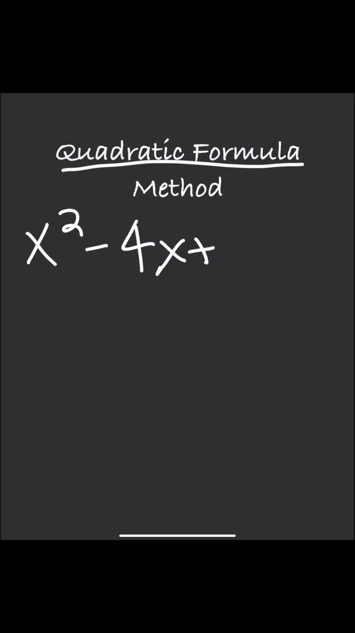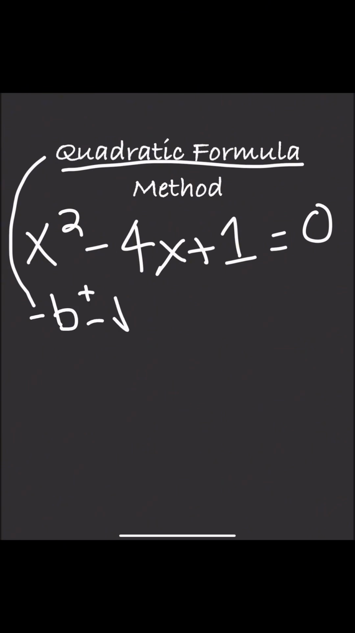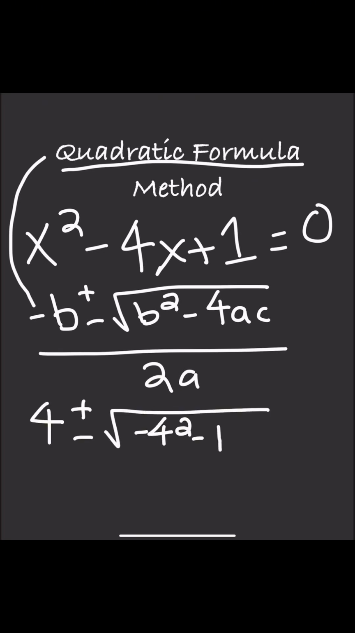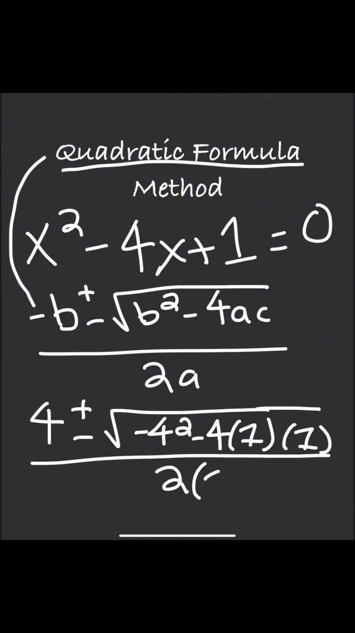For our last method of solving, we have our quadratic formula, which is essentially our most effective way of solving. So we have x squared minus 4x plus 1 equals 0. And so we're going to have our quadratic formula, which is negative b plus minus the square root of b squared minus 4 times a times c, over 2 times our a value. Now, our b value is already negative, so it is going to turn positive, which gives us positive 4 plus minus square root of negative 4 squared minus 4 times 1, because there is nothing in front of our x, and times 1 for our c. So we're going to go over 2 times our a value, which is 1, and we're going to simplify it so we can further solve.